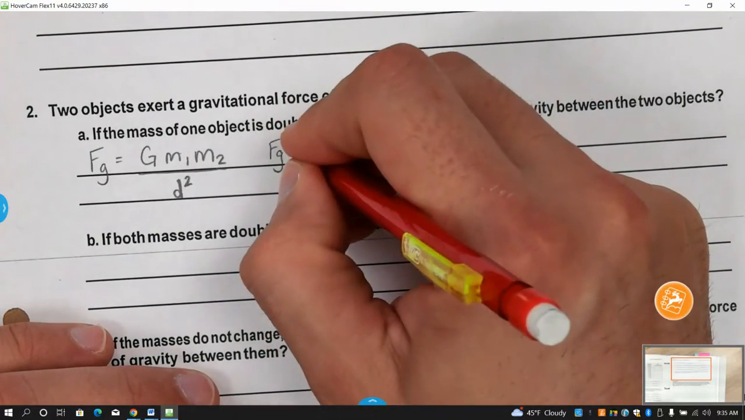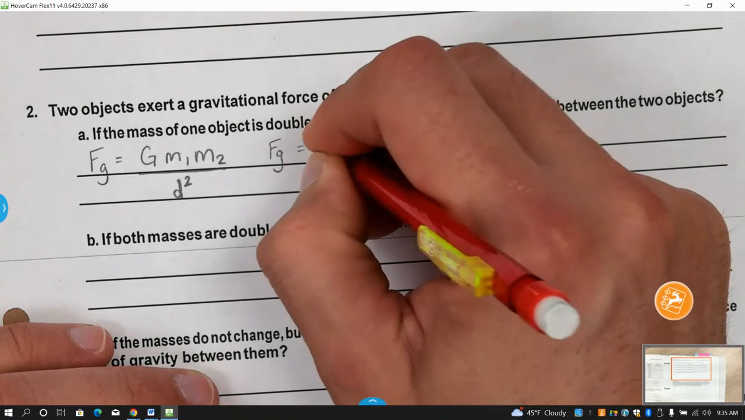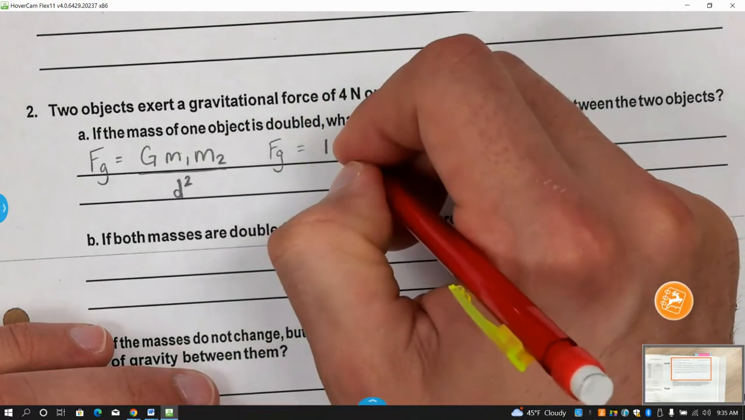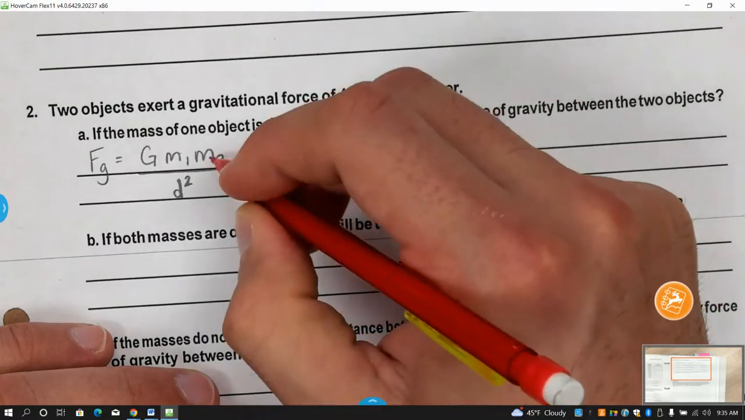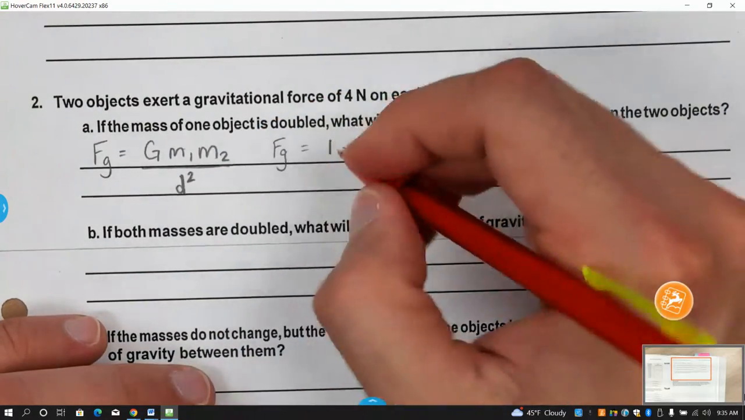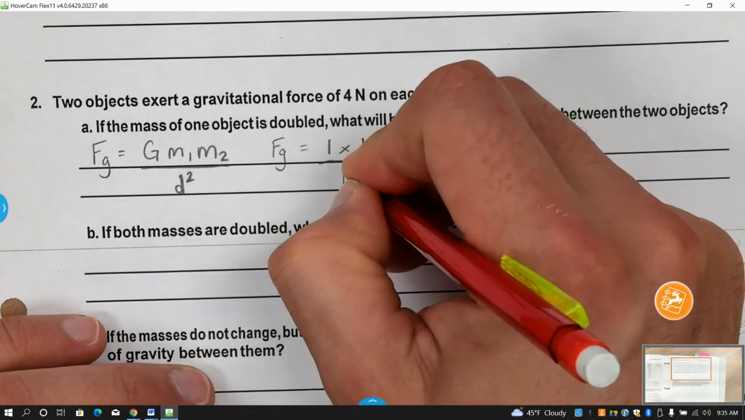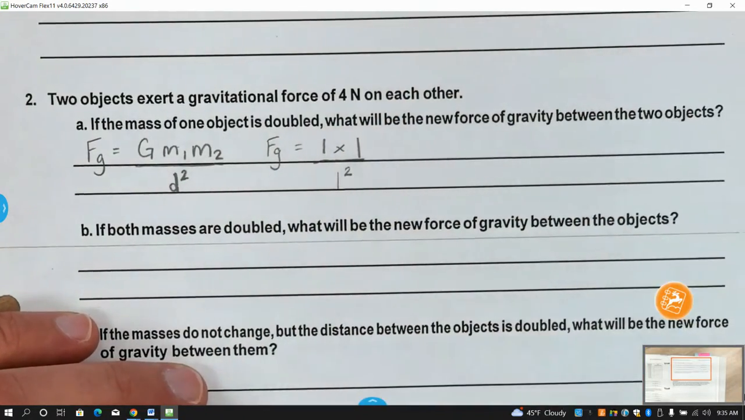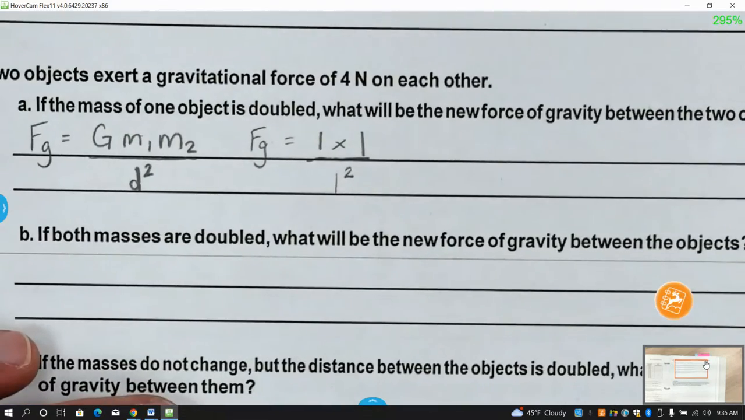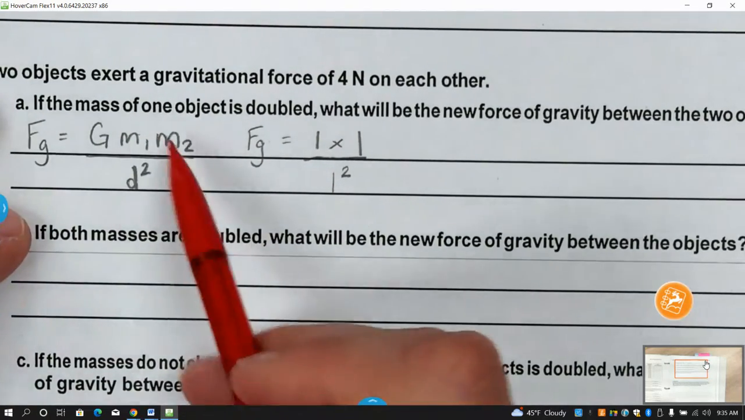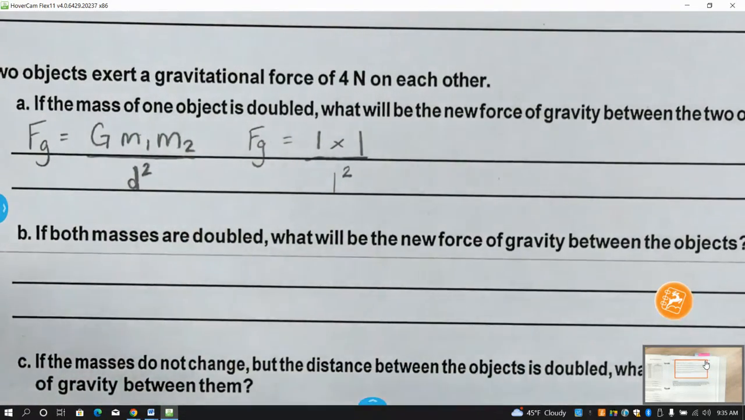So gravitational force, right? This will be m1. This is m2, and d on the bottom will be a 1, but you also have to square it. So I call this the ones equation. We can take our variables, turn them into a 1, and when they say, okay, if this such and such doubles, what's going to happen to the force, or what happens to this variable? Pretty simple.